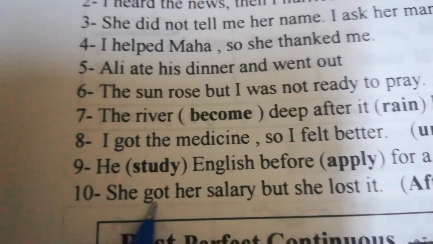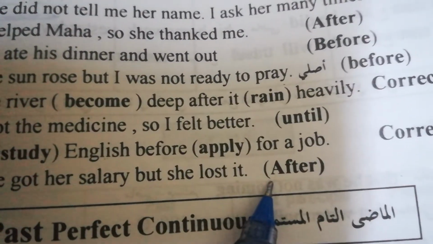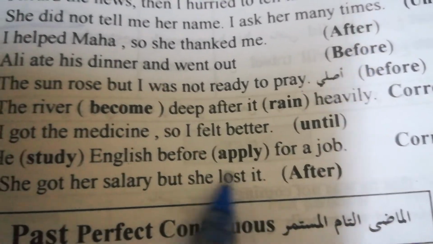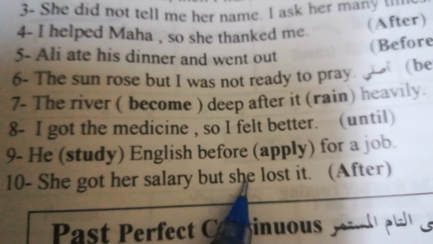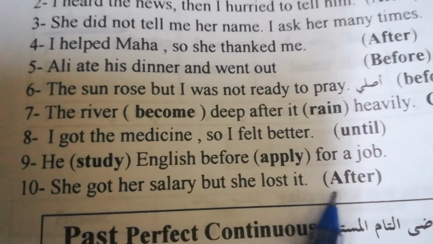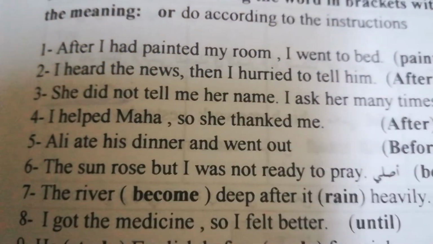Number 10: she got her salary but she lost it. Use after, capital A. That means we should use it at the beginning of the sentence, followed by past perfect. And the second clause should be past simple. Okay. After, before.